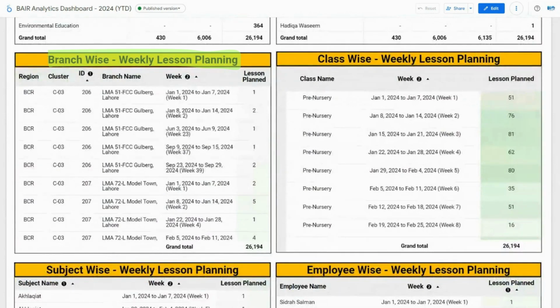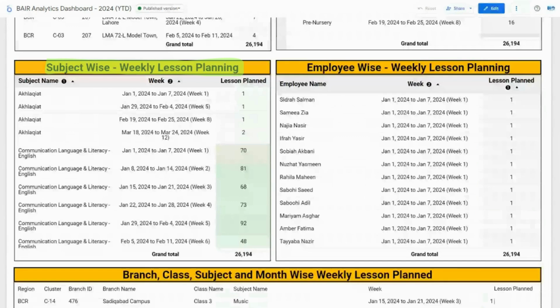The Branch-Wise Weekly Lesson Planning chart provides a summary of lessons planned by branches on a weekly basis. It categorizes the data by region, cluster, branch ID, branch name, and week, showing the number of lessons planned per week. The Class-Wise Weekly Lesson Planning chart provides a summary of lessons planned by classes on a weekly basis. It categorizes the data by region, cluster, branch ID, branch name, and week, showing the number of lessons planned per week.